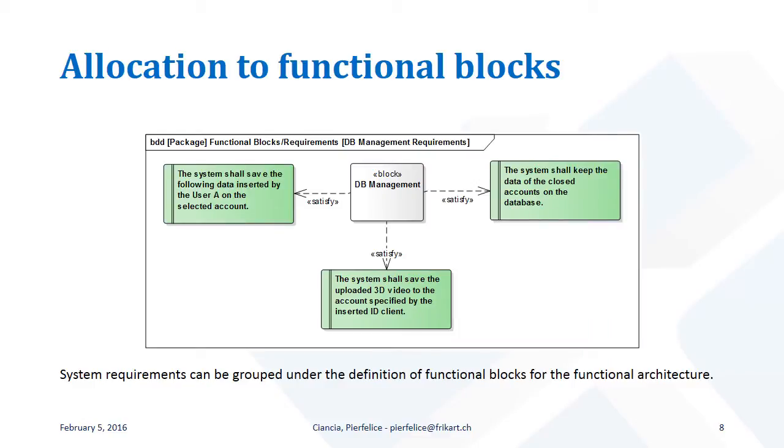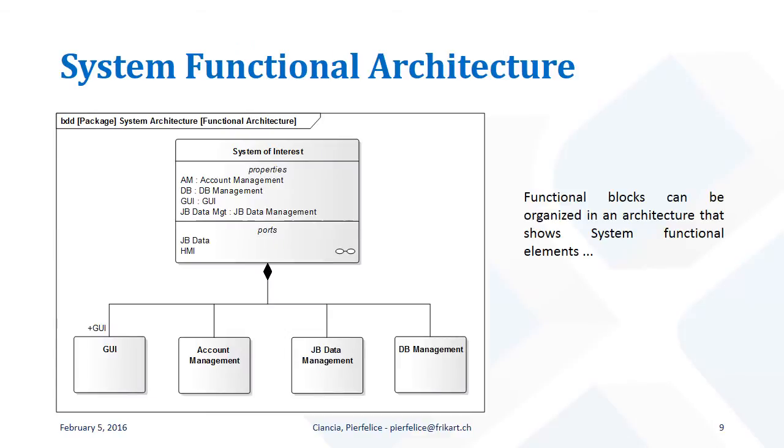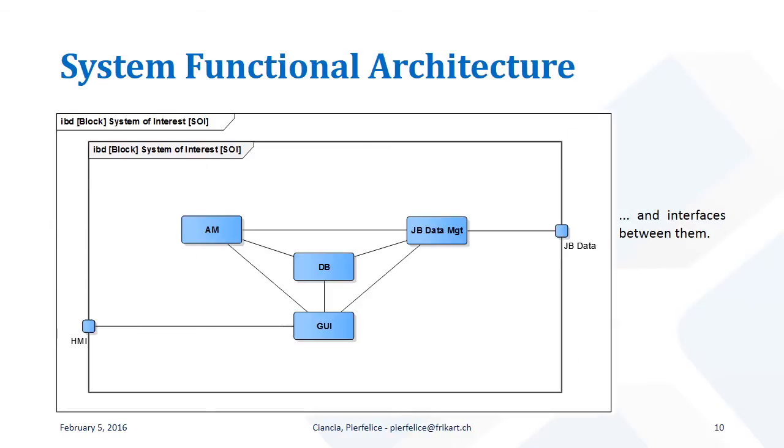System requirements can be grouped under the definition of functional blocks. These functional blocks will be then part of the functional architecture. Here you can see an example of system functional architecture where functional blocks are part of it. And here you can see the interfaces between functional blocks in the architecture.